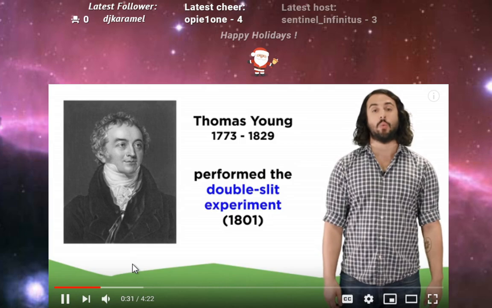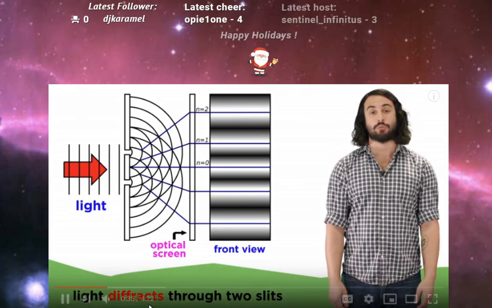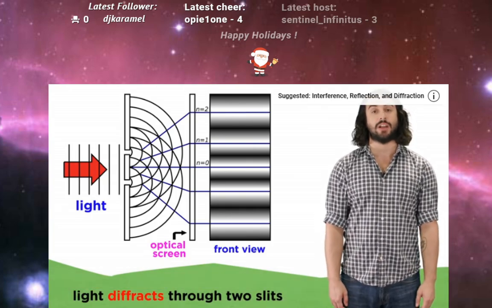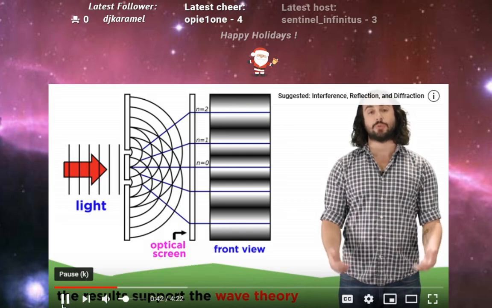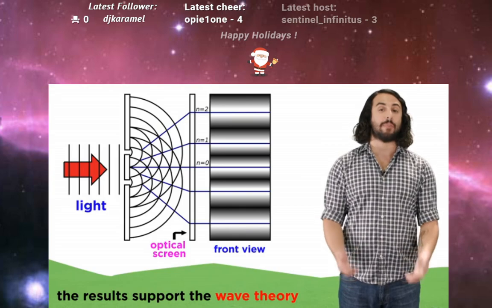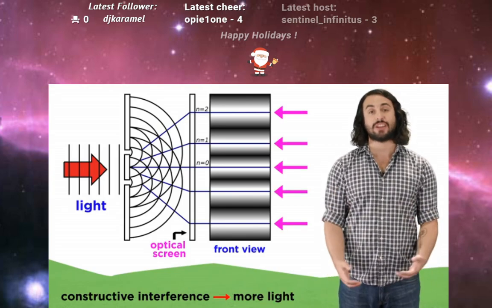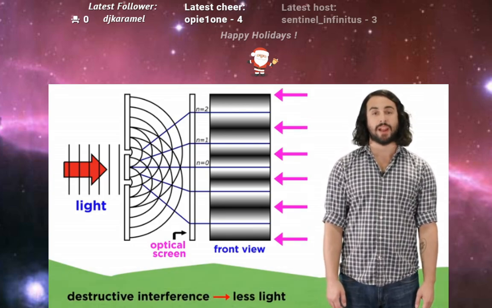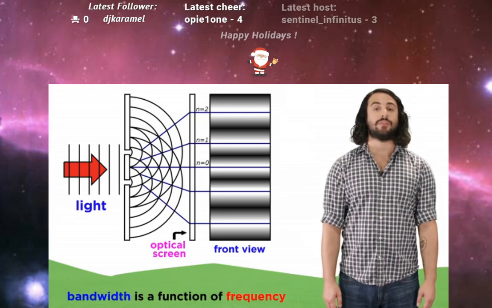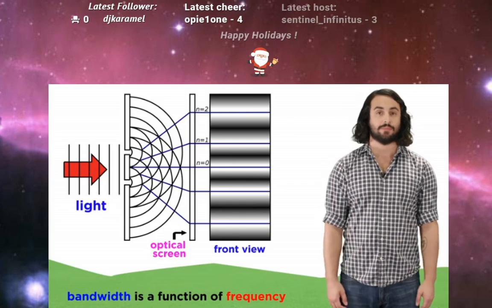In 1801, Thomas Young performed experiments where light was passed through a plane with 2 slits in it, striking a screen beyond. The diffraction and interference patterns that resulted clearly supported the wave model of light, with the brighter bands representing constructive interference and the darker bands representing destructive interference, with the width of the bands being a function of the frequency of the light.